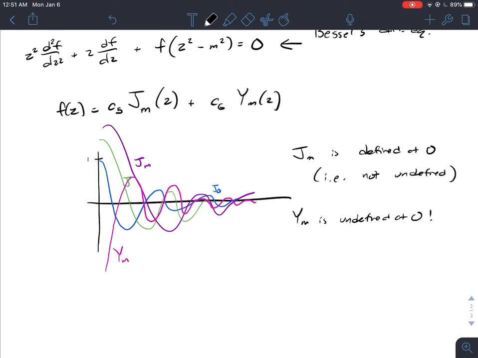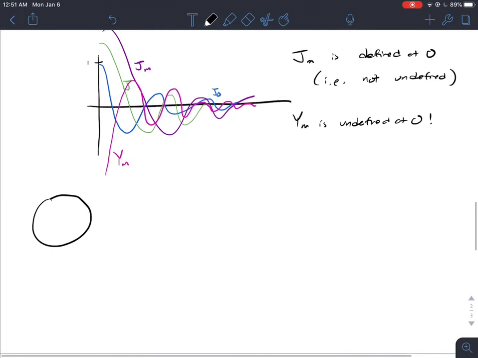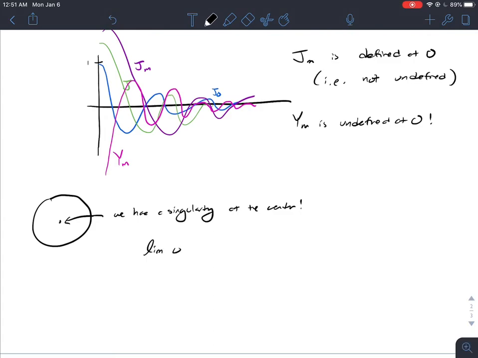Okay, so how can we sort of apply this? Do you guys remember the boundedness condition? Remember that at the center of the circle, we have a singularity. So the appropriate way to write this is that the limit of the absolute value of u(r, theta, z) as r approaches 0 is less than infinity.